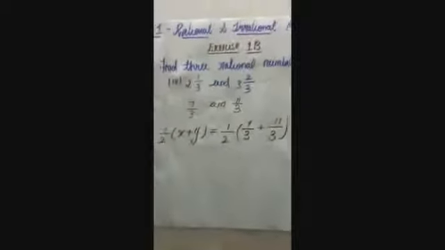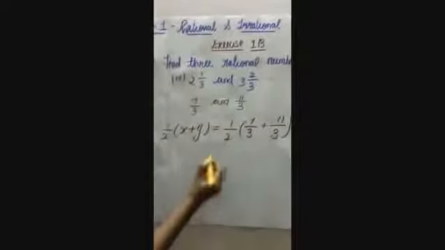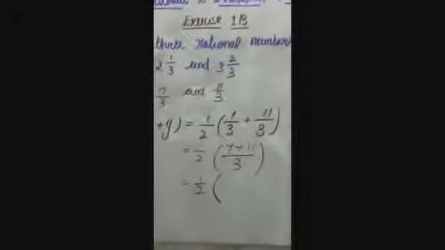Second step, we want to take LCM. Just look at the bracket, both the numbers are like fractions. So like fractions in the sense we can start doing directly the numerators, we can add it. So just you write like this 7 plus 11 divided by 3. So what is 7 plus 11? It is 18 divided by 3.